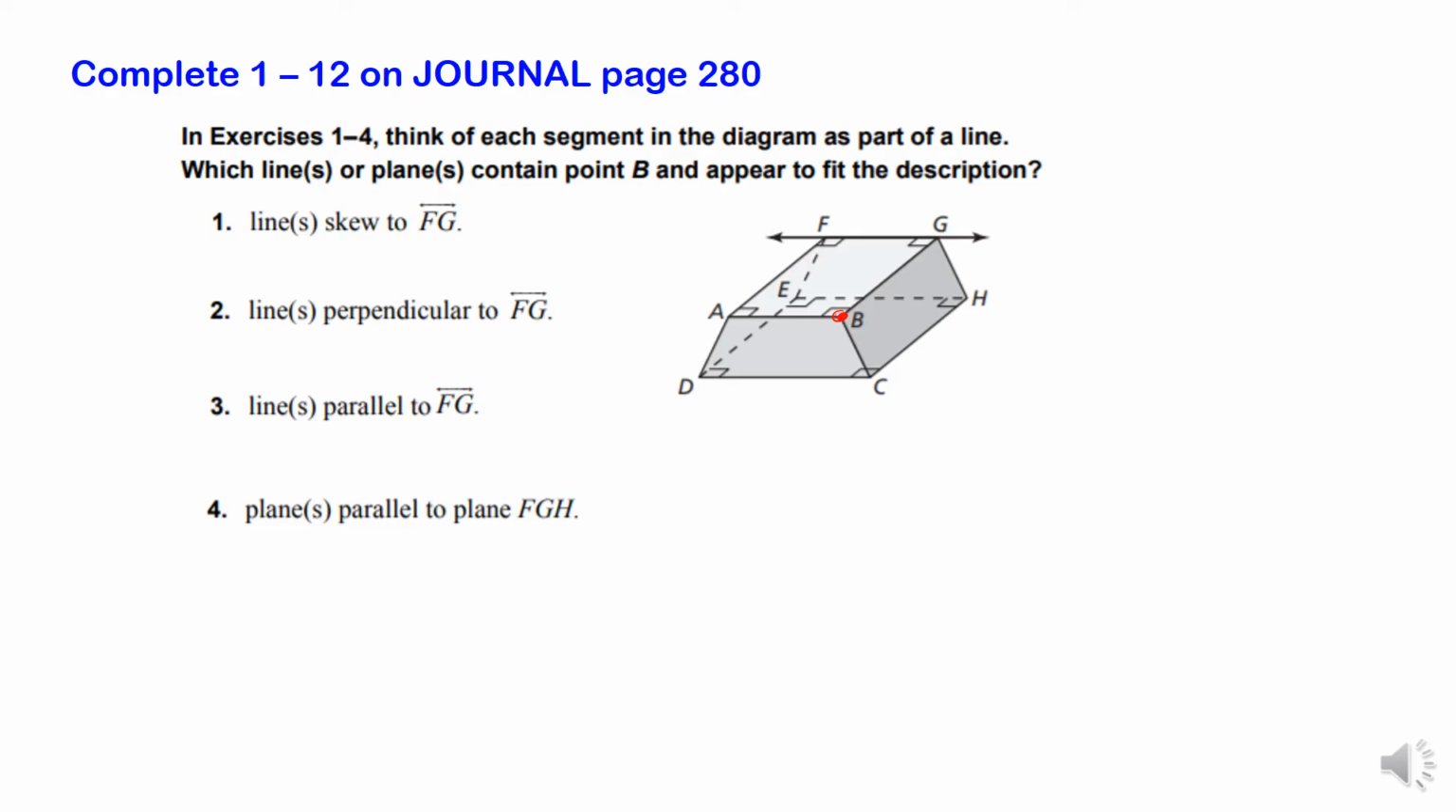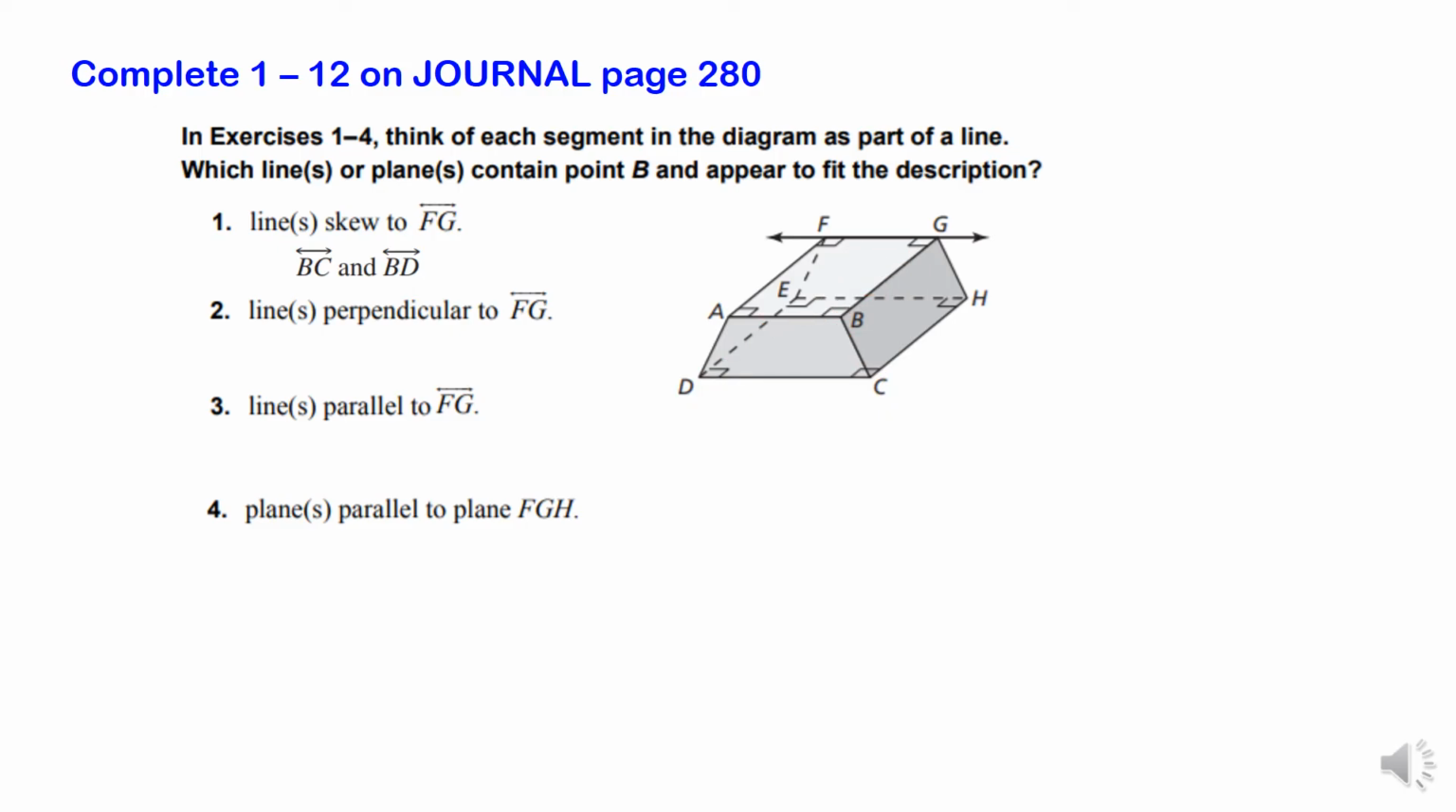Okay, so think about point B, and that would be BC and BD. Okay, so they added an extra line there. Those are skew, so they're on this plane that is parallel to the plane that this one's on, and they're going in opposite directions, so they are neither parallel, but they are skew. Okay?